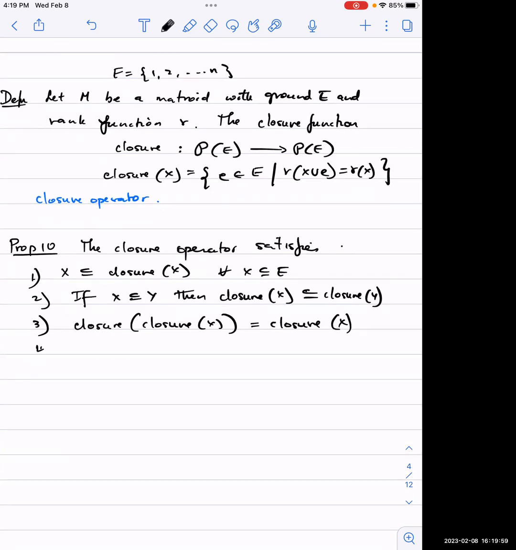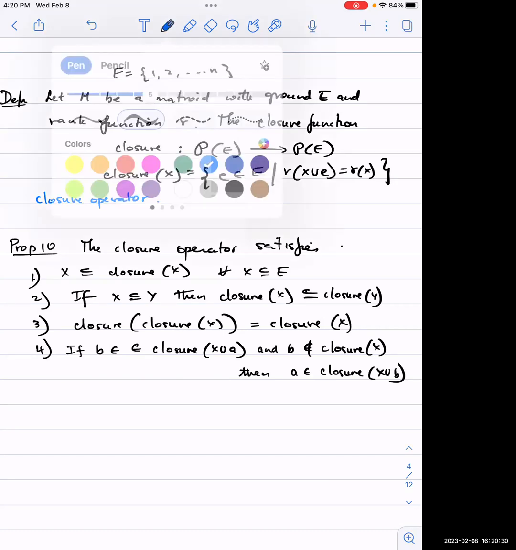And 4, this is the really meaningful one. If B is in the closure of X union A, and B is not in the closure of X, then A is in the closure of X union B. So this is called the closure exchange property.